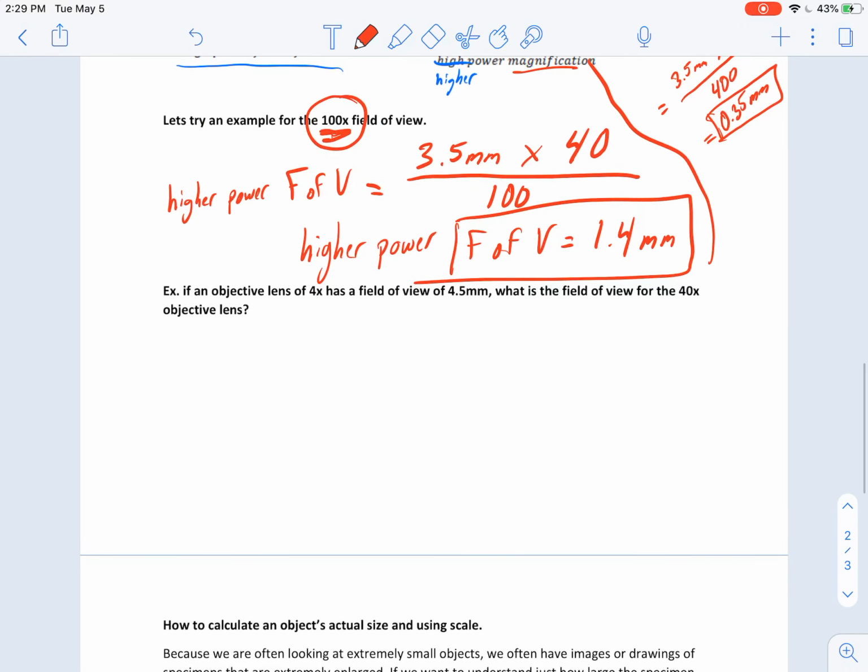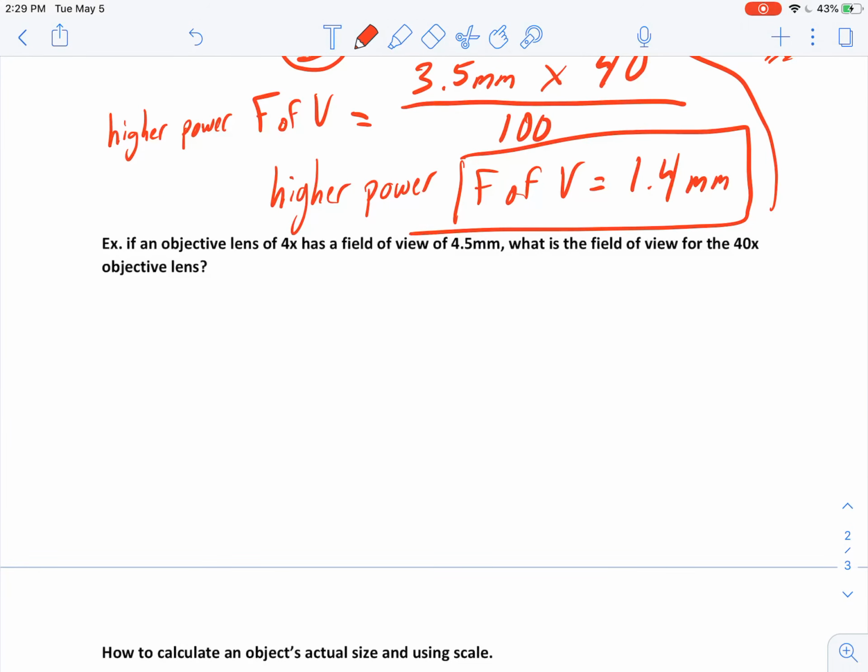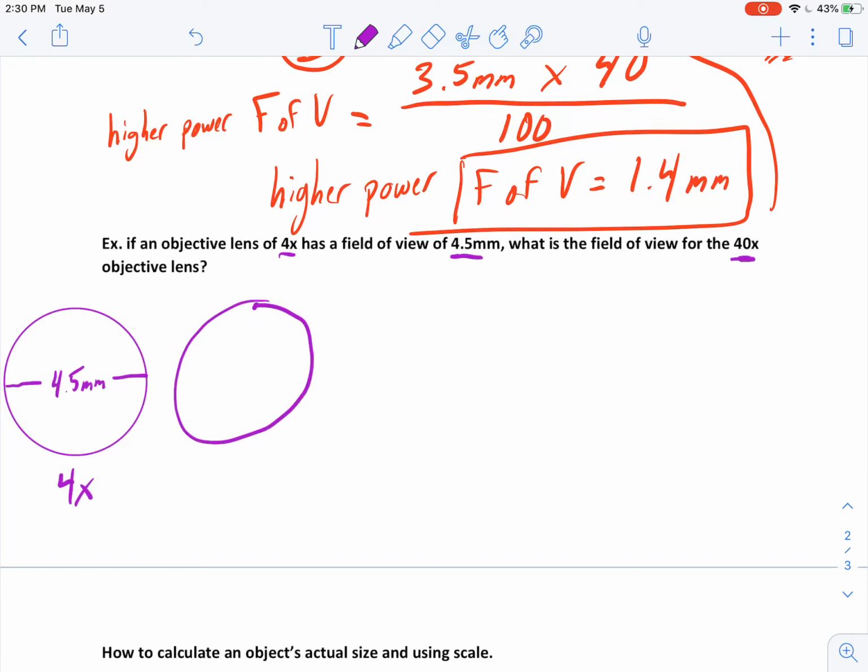Alright, let's try a new example. If an objective lens of 4 times has a field of view of 4.5 millimeters, what is the field of view for a 40 times objective lens? Alright, so what that means is this. I'm going to make this a better circle. There we go. For the 4 times lens, this field of view is 4.5 millimeters. Then for the 40 times, we want to find out what this number is here.